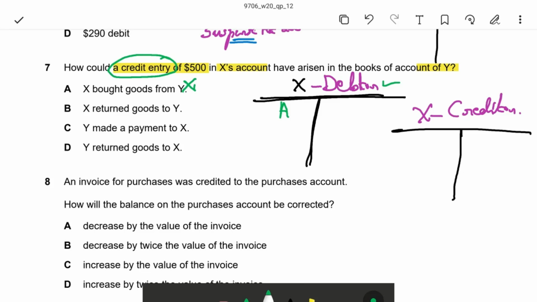Next, X returned goods to Y. If X is a customer, when X is purchasing, it will come on the debit side. When X returns goods, the B option will come here. So for the credit entry, the correct answer is X returned goods to Y.